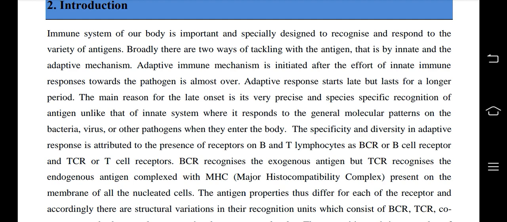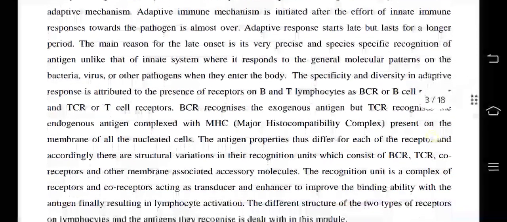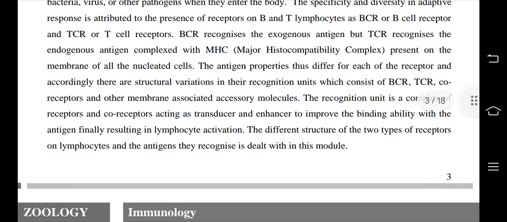The main reason for the late onset is its very precise and species-specific recognition of antigen, unlike the innate system, which responds to general molecular patterns on the bacteria, virus, or other pathogens when they enter the body. The specificity and diversity in adaptive response is attributed to the presence of receptors on B and T lymphocytes as BCR or B cell receptor and TCR or T cell receptor. BCR recognizes the exogenous antigen, but TCR recognizes the endogenous antigen complexed with MHC, major histocompatibility complex, present on the membrane of all the nucleated cells.